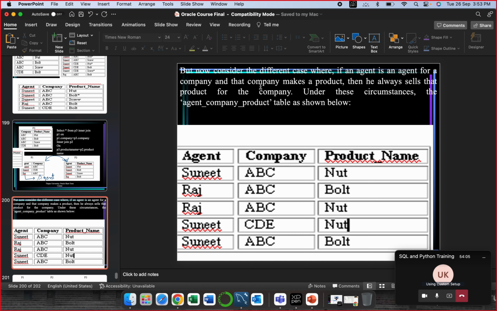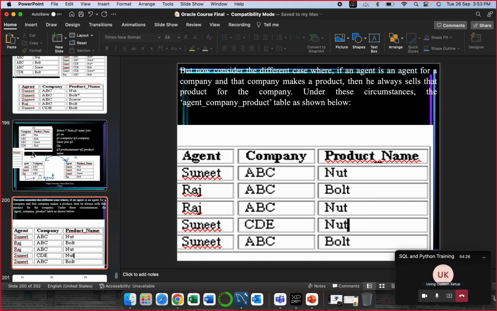So over here, consider the different case. If the agent is an agent for a company and the company makes a product, then he always sells that product for the company. Obviously, the person is working with a company and a company makes a particular product, but every agent is specific to selling a particular product or a particular set of products.